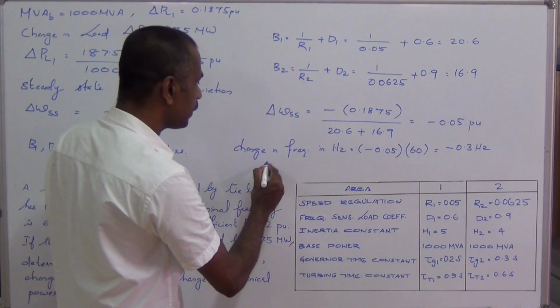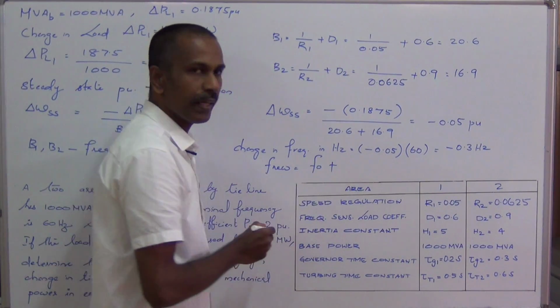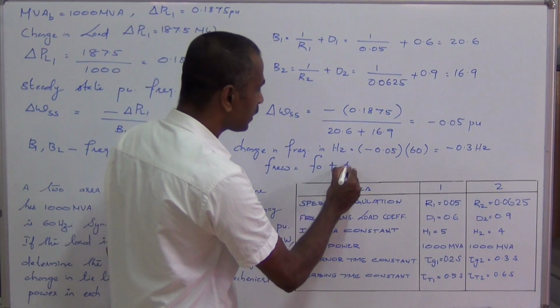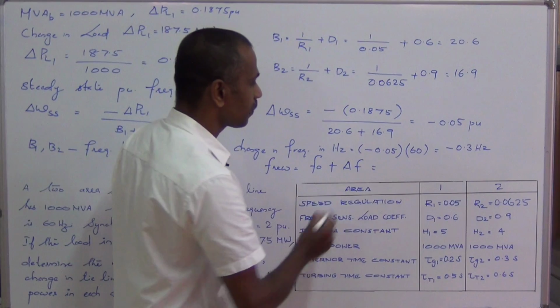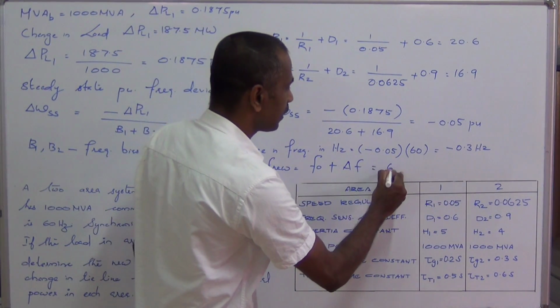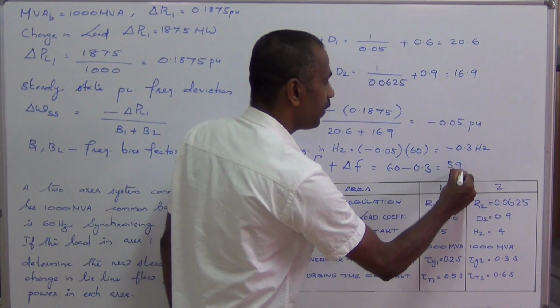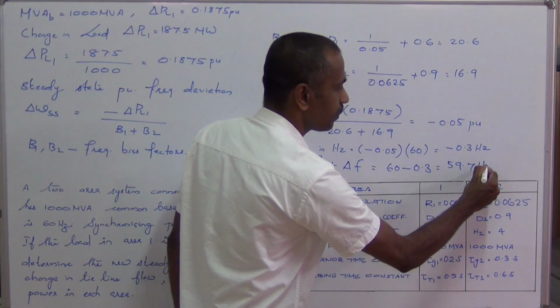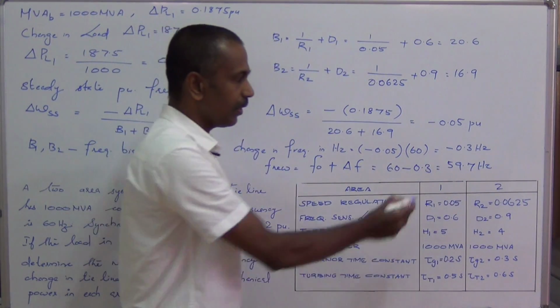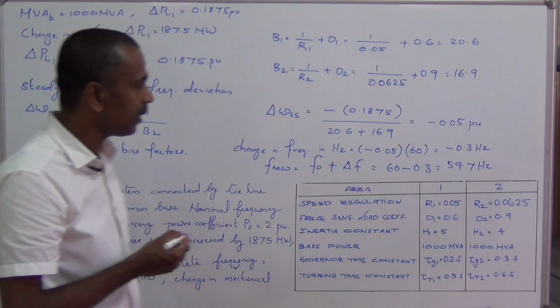So what is the new frequency? F new equals the old frequency, the nominal frequency, plus the change. The change is minus 0.3. So it is 60 minus 0.3, which is equal to 59.7 Hertz. So this is the new system frequency after the load is connected in the first area.